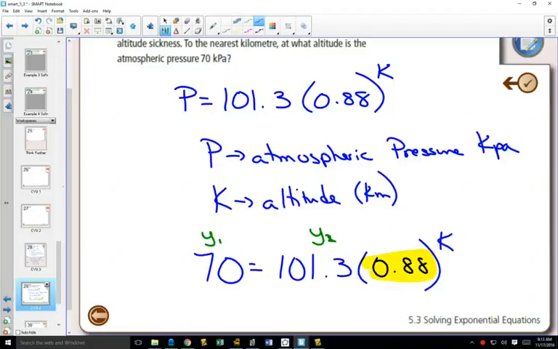This is the formula. So the 101.3 is part of the formula for altitude. It is in the example right beside. So again, they'll tell you a formula. And basically what that formula is saying is that if we put in K as 0, the atmospheric pressure at sea level is 101.3. And then as you go up, it decreases. So we put this into y1, we put this into y2.